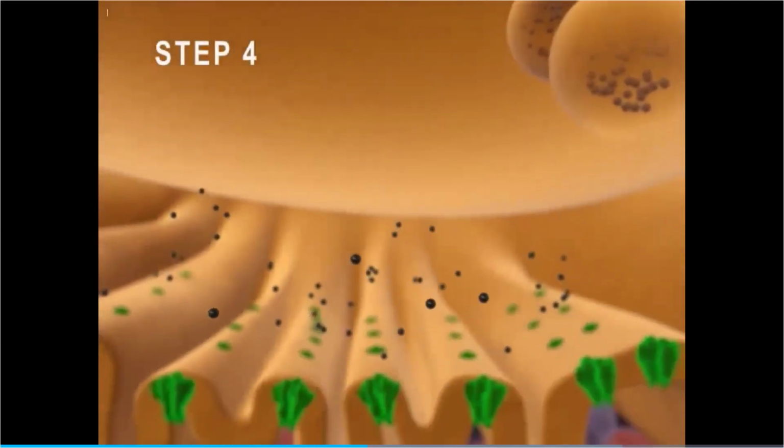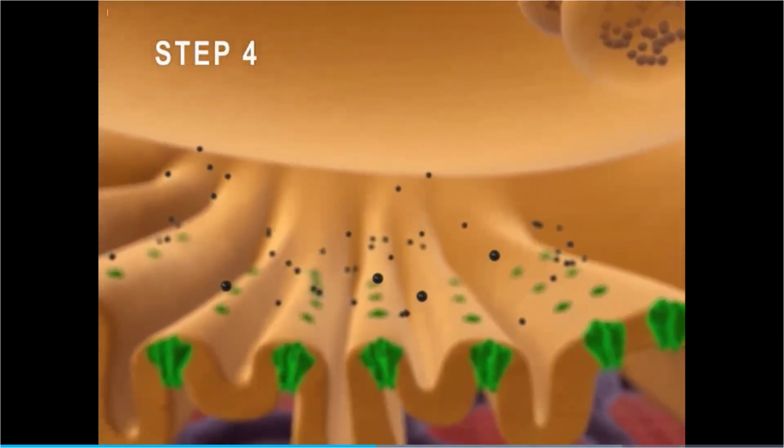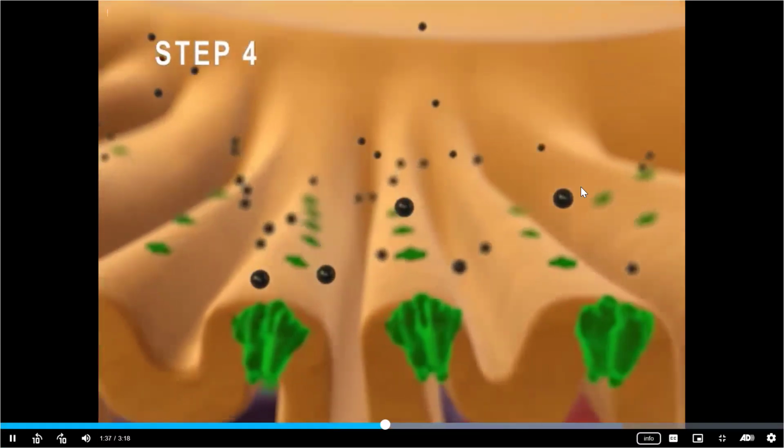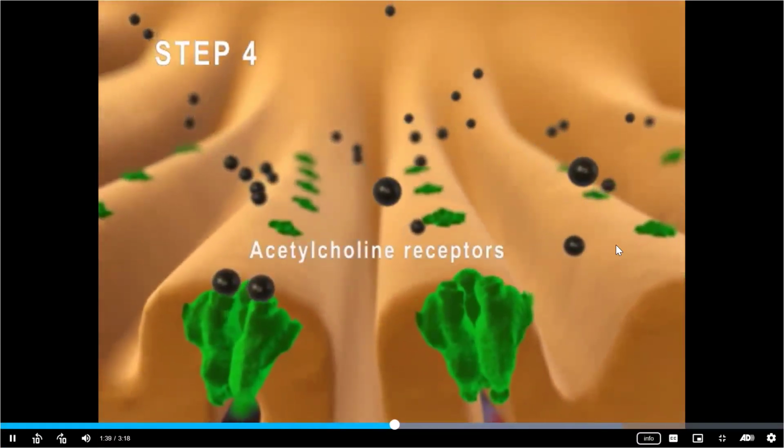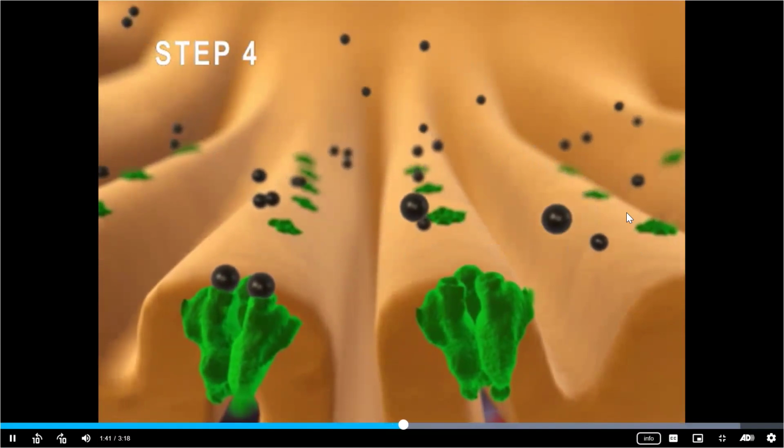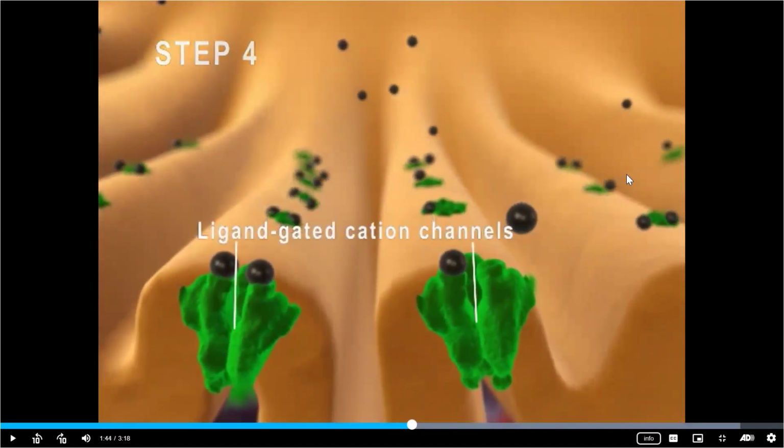Step 4. Acetylcholine diffuses across the synaptic cleft and binds to acetylcholine receptors, which contain ligand-gated cation channels. Let me jump in real quick. These are the chemically gated channels for sodium. Once acetylcholine binds to it, it's going to open. Sodium is going to come in. You'll see a little bit of potassium leave, but this channel really allows more sodium to come in. As more positive ions come inside the muscle, it becomes depolarized.